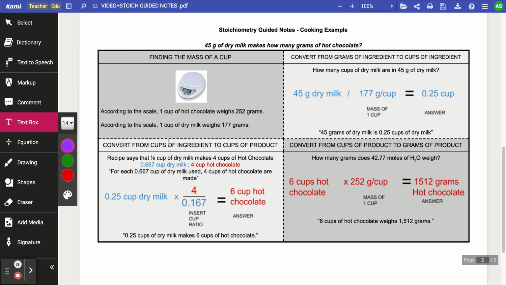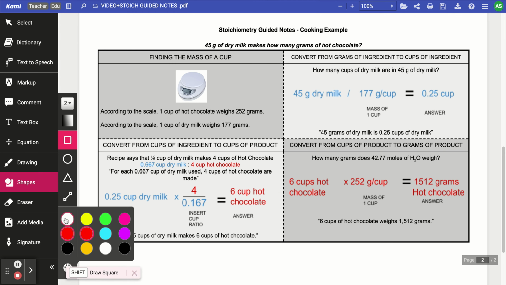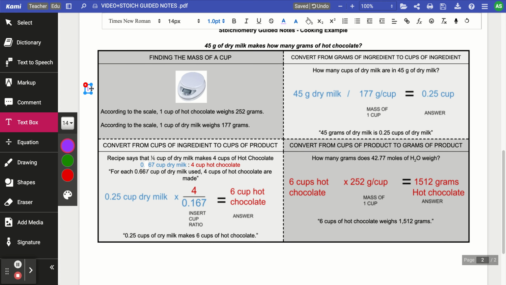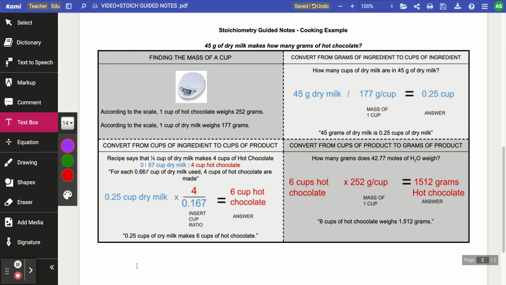I am using a recipe from before, which tells me that 1/6 of a cup is equal to 4 cups of hot chocolate. Now, here's the issue. It did say 0.667, except that's wrong. 0.667 is not 1/6. That was my mistake. It's supposed to be 0.167.